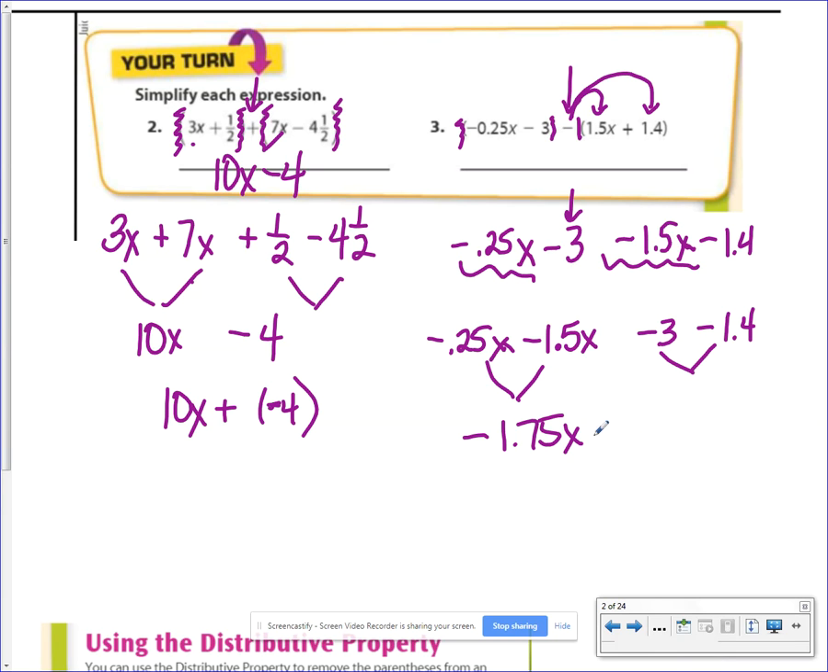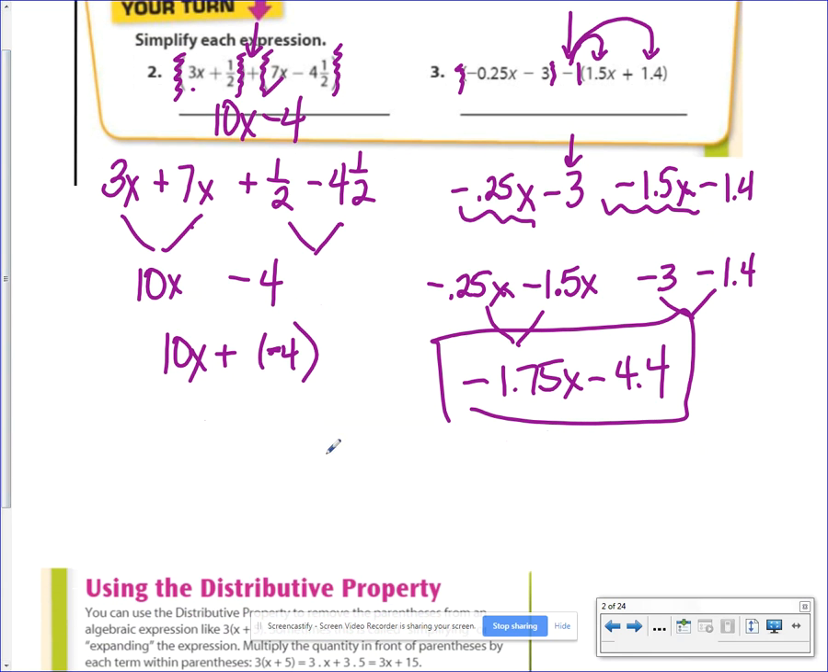Combine these two together and watch your signs. That's as far as you can go. X, constant, can't combine. There you go.